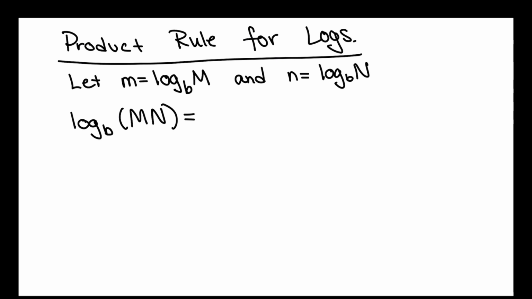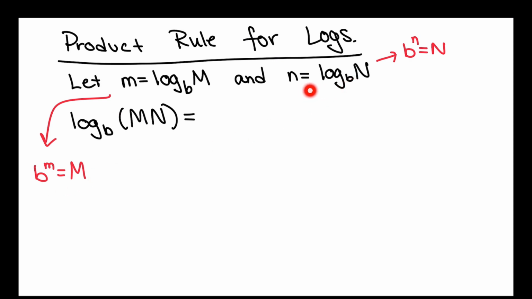So let's consider two different expressions. m is log base b of big M, little n is log base b of big N. What happens if I take the log of M times N? Well, based on these definitions, m equals log base b of M tells us that b to the m equals this big M. That's that logarithm in exponential form.